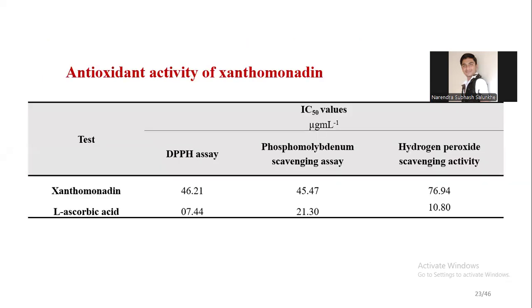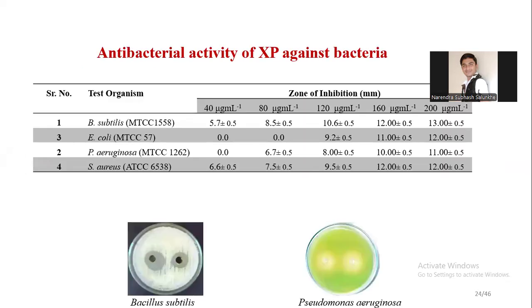After the SPF enhancer, I proceeded to one more application, antioxidant potential. The pigment has antioxidant potential. It shows different antioxidant activities, like DPPH scavenging activity, phosphomolybdenum scavenging activity, and hydrogen peroxide scavenging activity, as compared to the standard antioxidant agent, and significant antioxidant activity was determined.